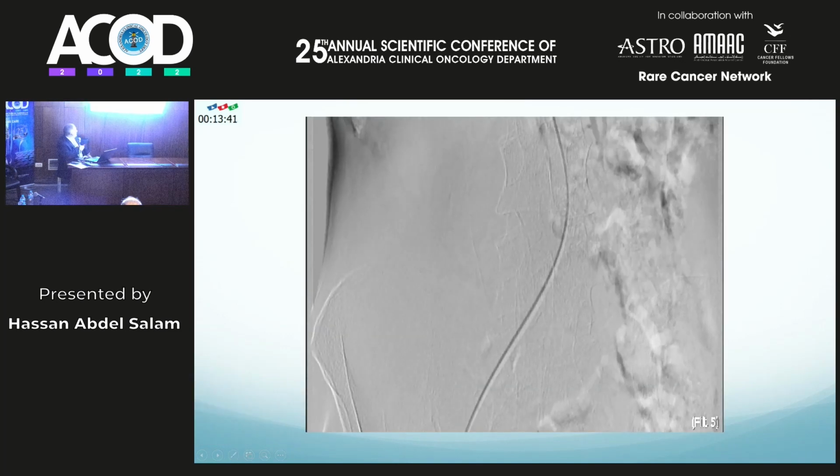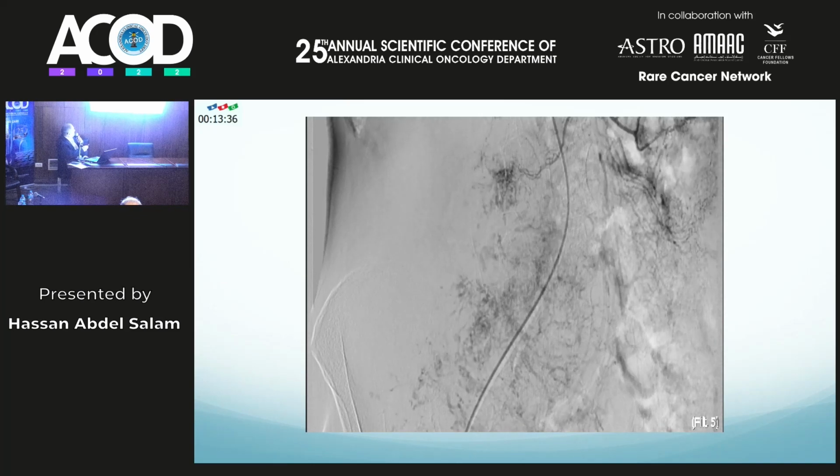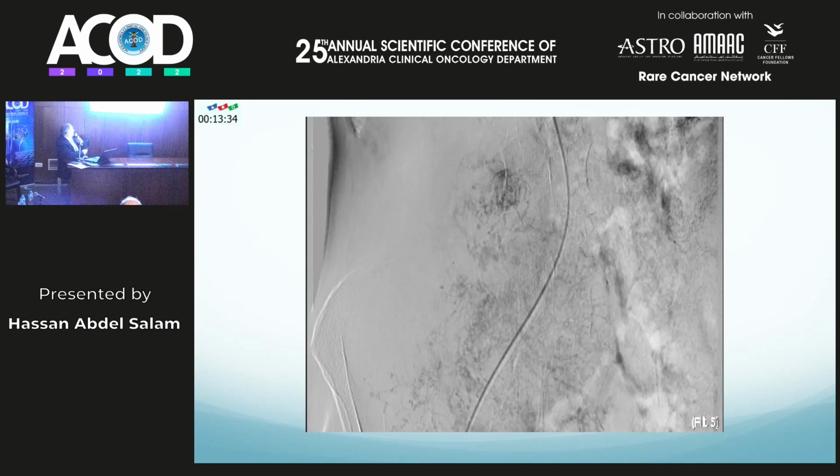So this is our angiography. And as you can see, these are the hypervascular tumor vessels, all this vascularity.